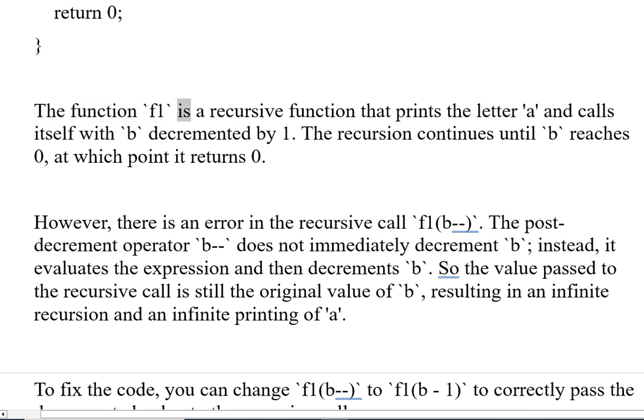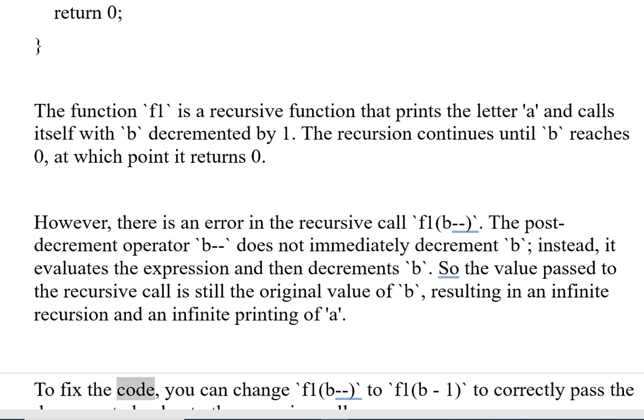The function f1 is a recursive function that prints the letter A and calls itself with b decremented by 1. The recursion continues until b reaches 0, at which point it returns 0. However, there is an error in the recursive call f1(b--). The post-decrement operator does not immediately decrement b. Instead, it evaluates the expression and then decrements b. So the value passed to the recursive call is still the original value of b, resulting in an infinite recursion and an infinite printing of A.